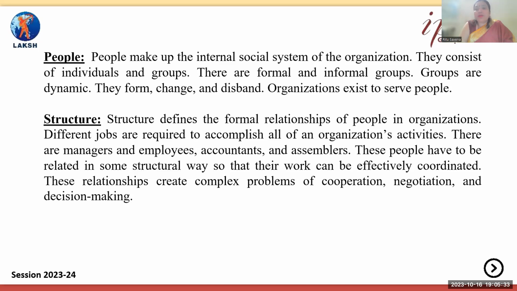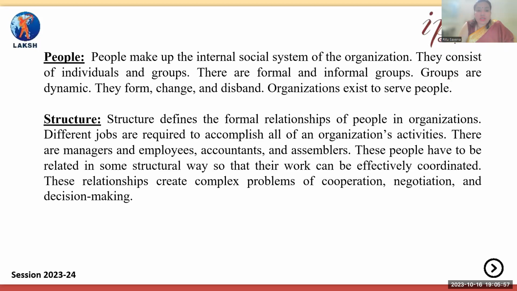These are the people who are the asset of any organization and exactly who perform for the organization. Groups are dynamic because we make groups, and after completing a particular task, the group is dissolved or dispersed. They form, change, and disband. Organization exists to serve people.